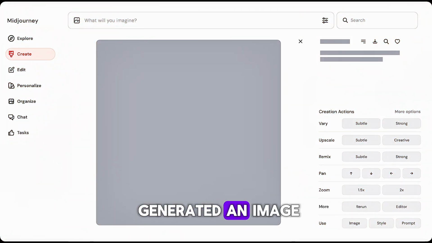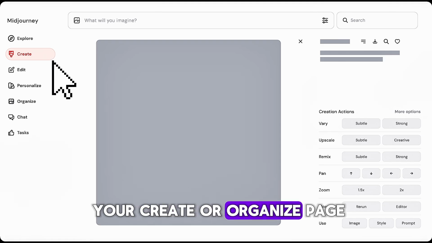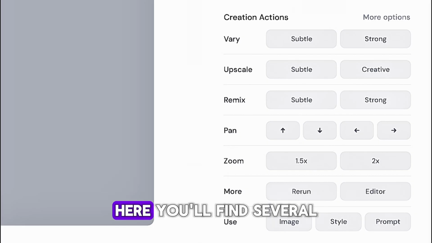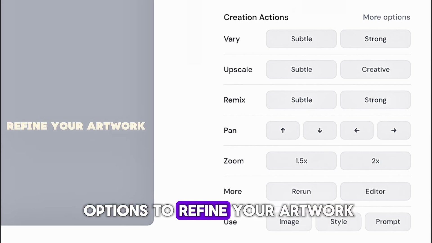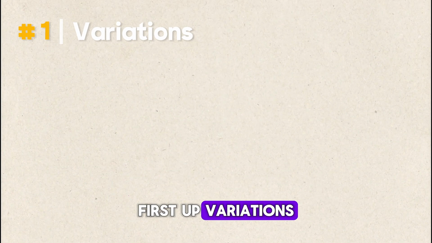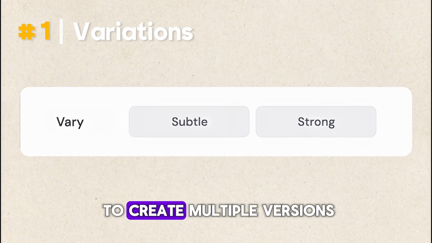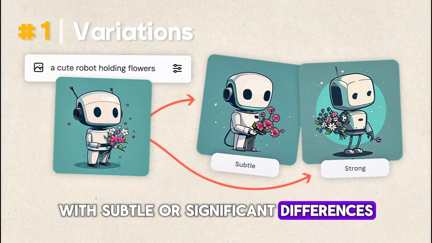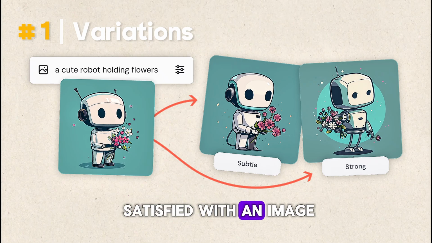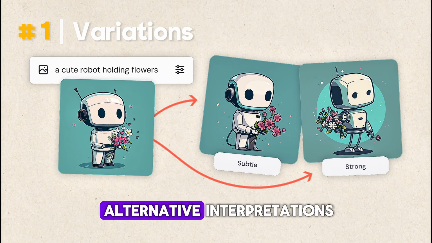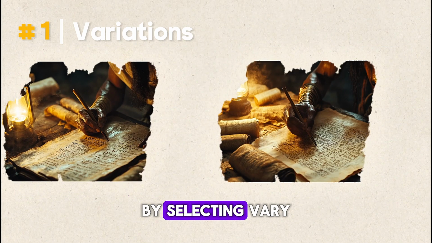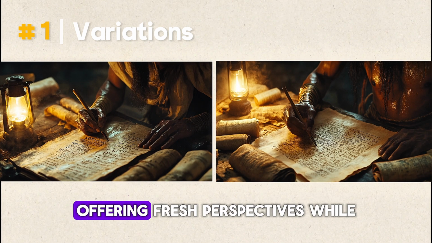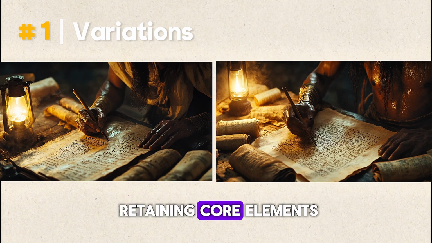Once you've generated an image, click on it in your Create or Organize page to reveal the Creation Actions menu. Here, you'll find several options to refine your artwork. First up, Variations. This feature allows you to create multiple versions of your image with subtle or significant differences. It's perfect when you're satisfied with an image but want to explore alternative interpretations. By selecting Vary, Midjourney generates new images based on the original, offering fresh perspectives while retaining core elements.